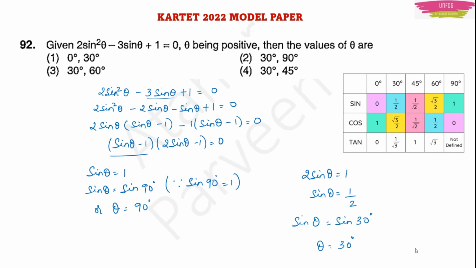2 sin theta minus 1 is equal to 0. So you can put 1 in the right hand side and sin theta will become half. See in the table, half is there for which value of sine? It is 30. So sin 30. Sin will get cancelled and theta will be equal to 30 degree. So option 2 will be the right answer.